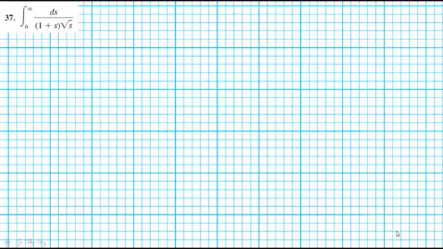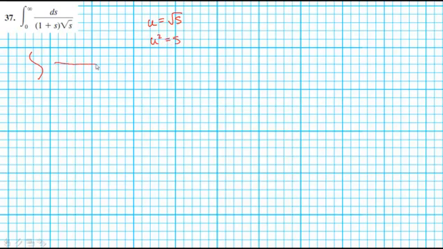Here's problem number 37 from section 8.4. This problem has a little bit of a trick to it. I'm going to do this as a substitution problem, and I'm going to make u equal to the square root of s. If that's true, by the way, instead of just taking the derivative of both sides, I could also say that u squared is equal to s.